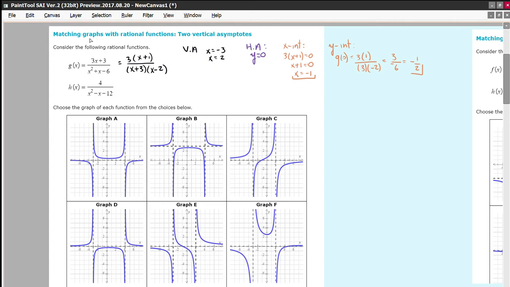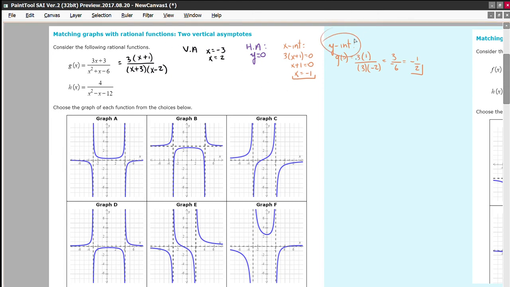Then, because the degree of the numerator is smaller than the degree of the denominator, that means that my horizontal asymptote should be y equals 0. Then, to find the x-intercept, remember what you have to do is to take the numerator and solve for x. So this is the numerator. Finding the zeros means equating to 0 and solving for x. So that means x has to be -1.